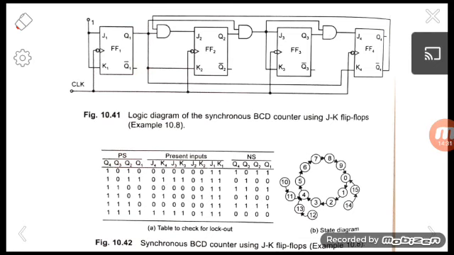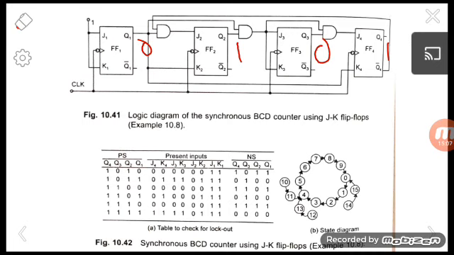Okay, and here again we are going to check for lockout. We are considering that the present state is 1010, which is the first invalid state. 1010, that is the value 10. When it is 1010, we have to find the values of J4, K4, like that. So here Q1 is 0, Q2 is 1, Q3 is 0 and Q4 is 1. Okay.